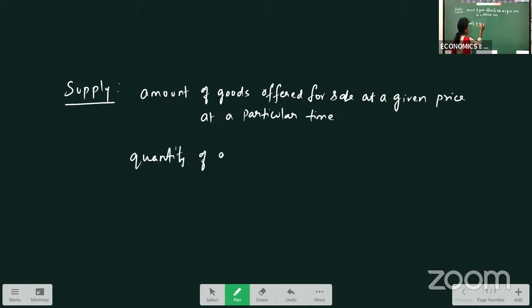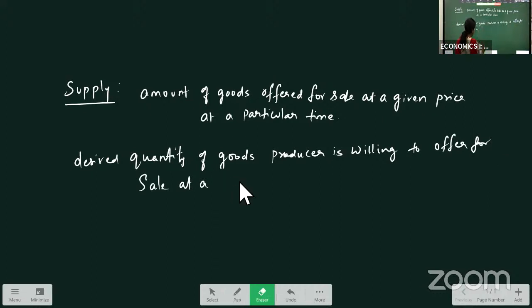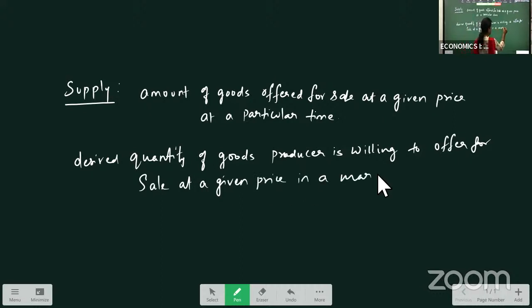Or we can also write it as the desired quantity of goods the producer is willing to offer for sale at a given price in a given time, at a given price in a market.